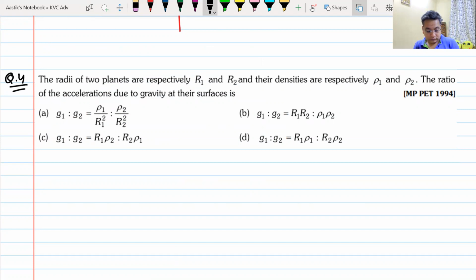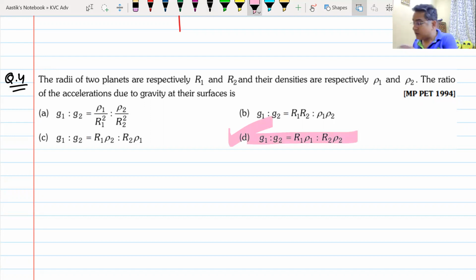D, sir. It's a straightforward one. g1 by g2 is R1 rho 1 is to R2 rho 2. Yes or no? Yes, sir. The more the number of questions that you do, the better you are going to become. That finishes this category of questions.